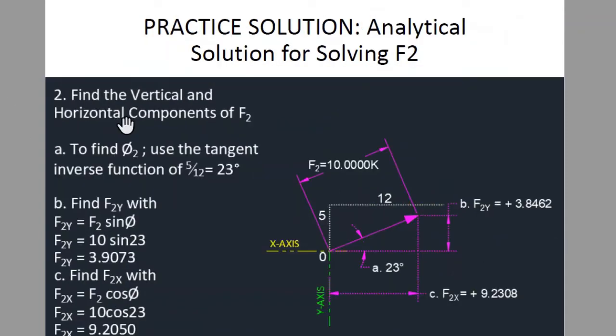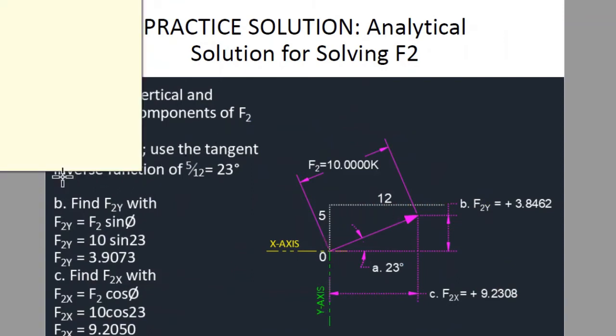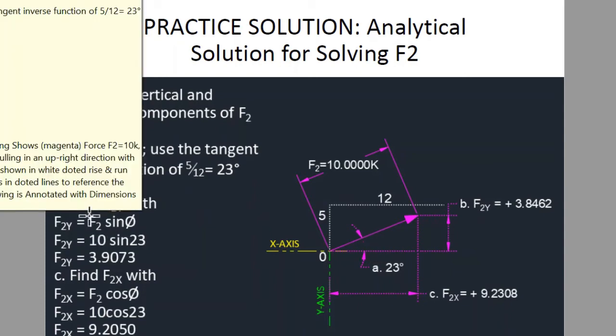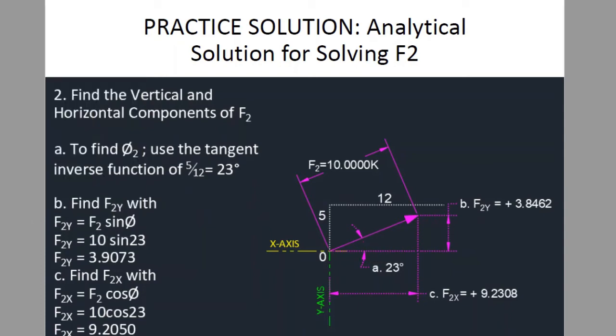We will find the vertical and horizontal components of F2. To find theta, you can use the inverse tangent of 5 over 12, which is our slope, and that is equal to 23 degrees. You can find F2y with F2y equal to F2 times the sine of theta, and we find that F2y is equal to 3.9073. Next, we find F2x, which is F2 times the cosine of theta, and we find that F2x is equal to 9.2050.